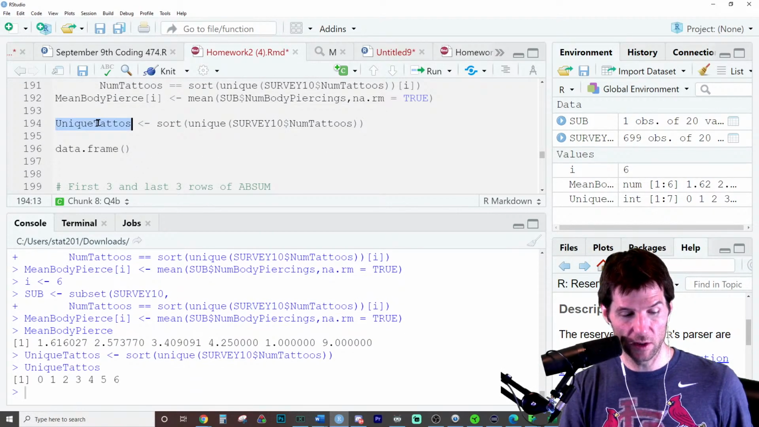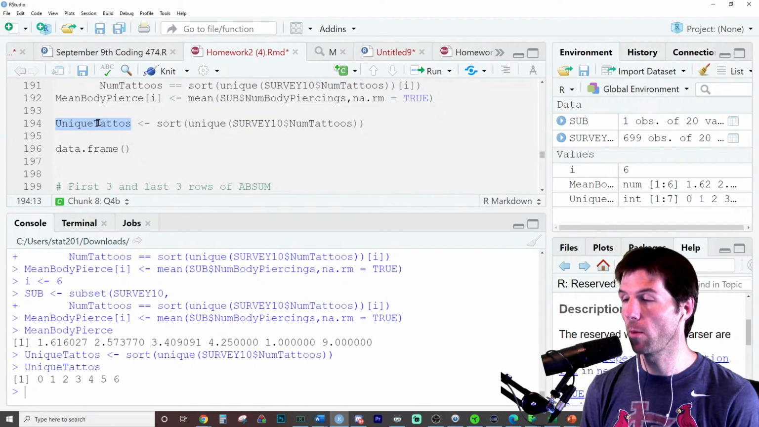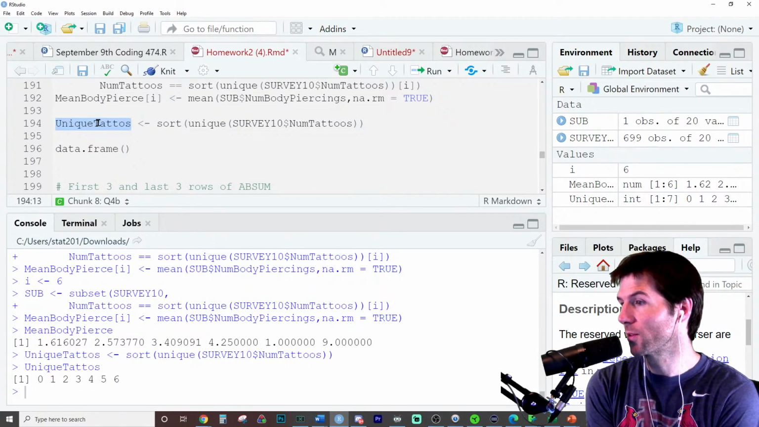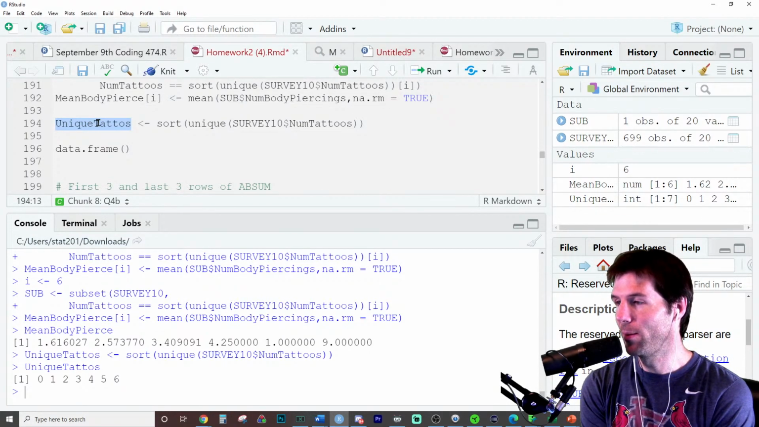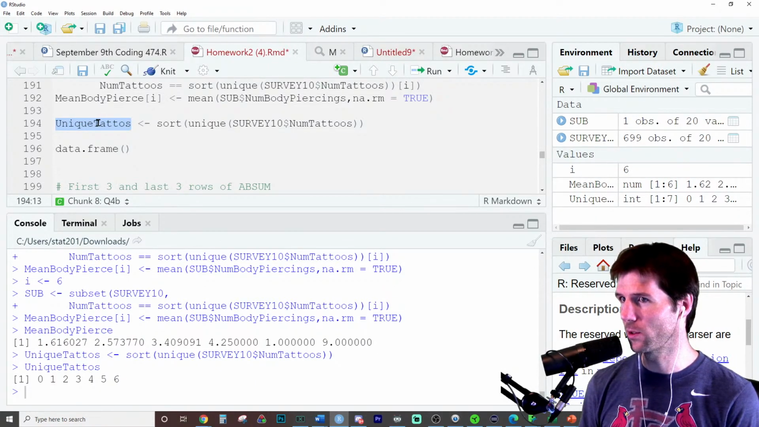Would everyone agree with me? These are the unique levels of tattoos. Does that make logical sense? We just stored a vector of unique tattoos. And now I want to store zeros, because the problem says I want to store how many zeros there are. How could I figure out how many unique values of tattoos there are?